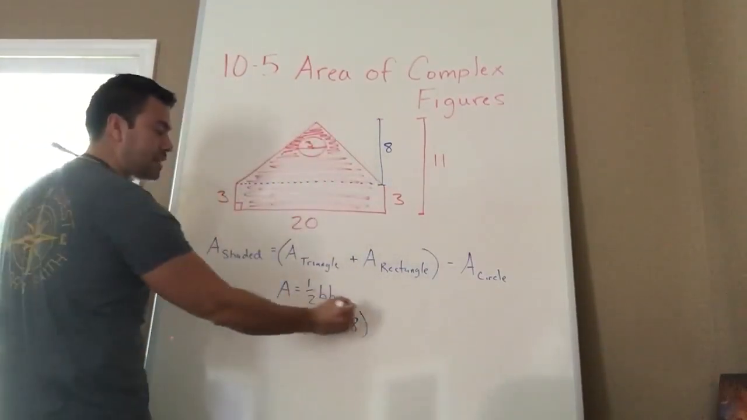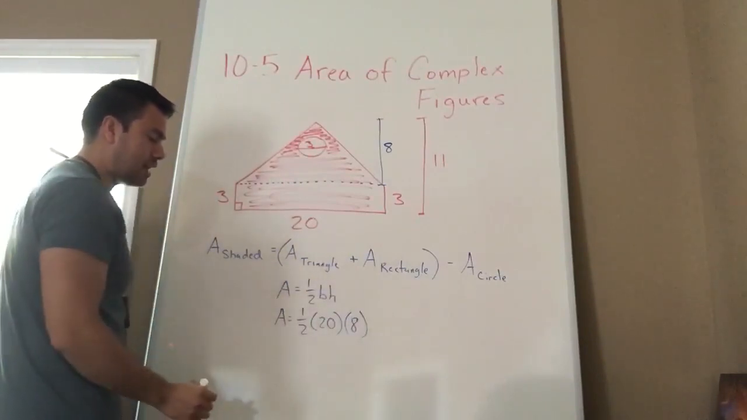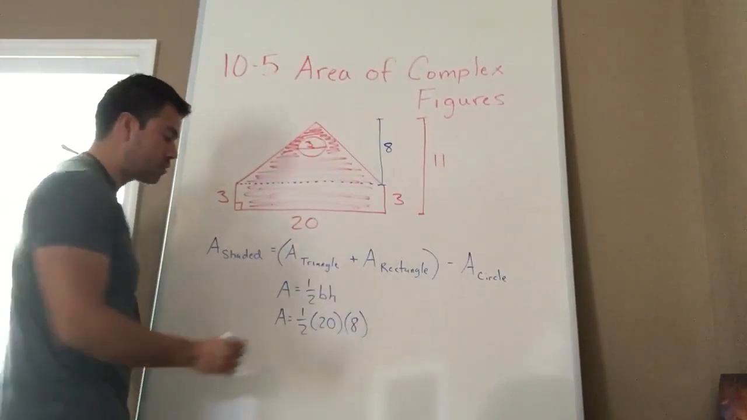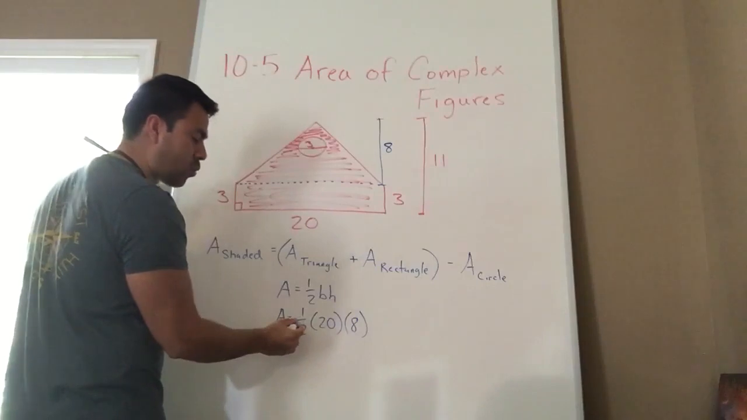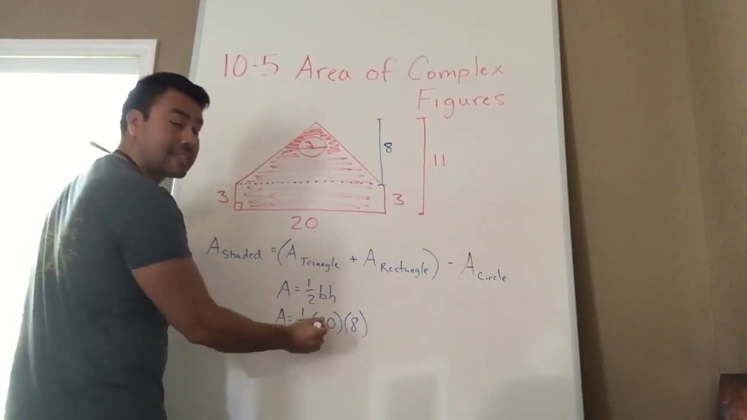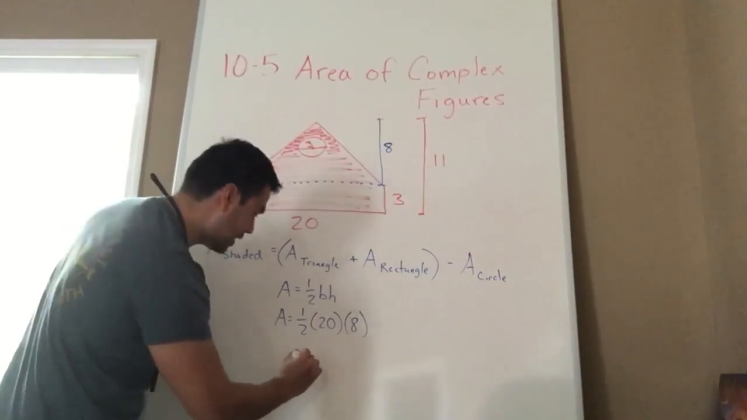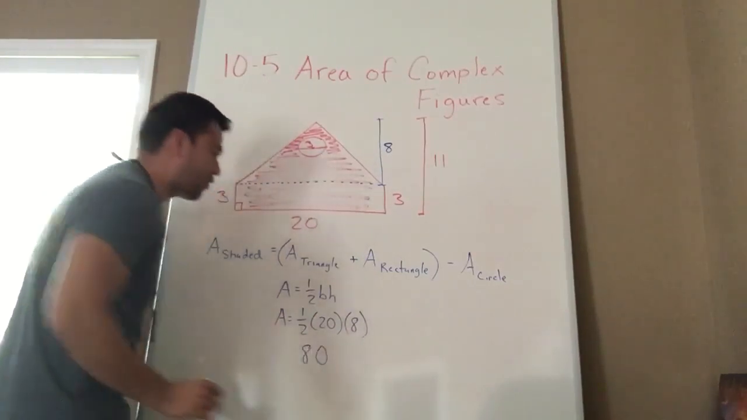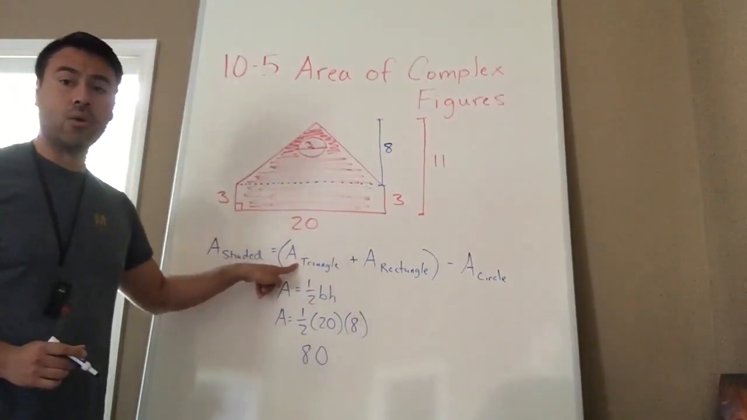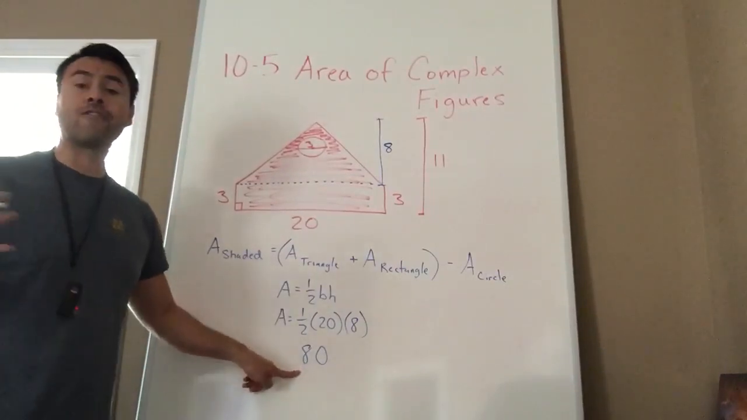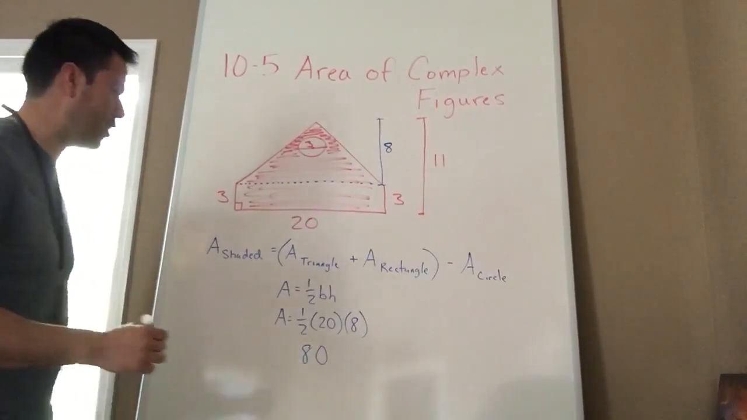So I'm going to multiply these 3 together to get my area of the triangle. So I'll do it like this. What's 1/2 of 20? It's 10. What's 10 times 8? 80. And I think you guys can see this. So I have 80 for the first part. The area of the triangle is 80 square feet. And we'll get that square feet at the very end.